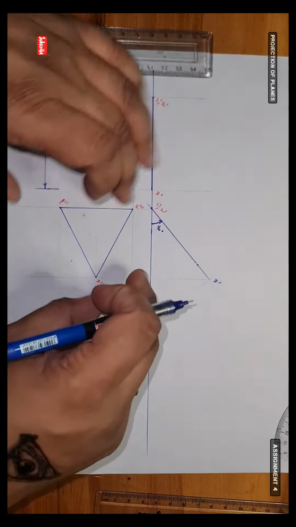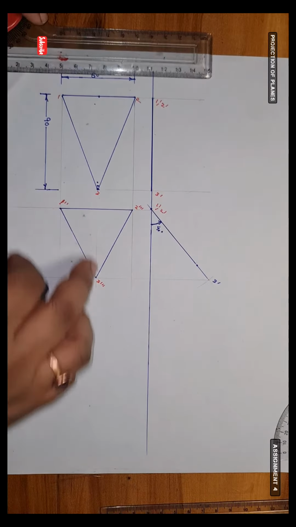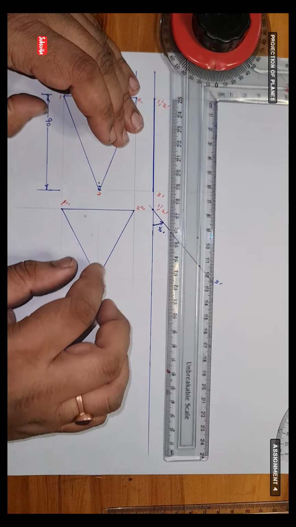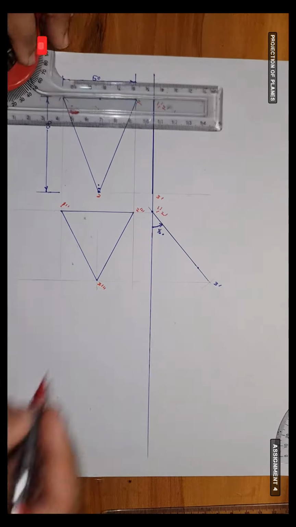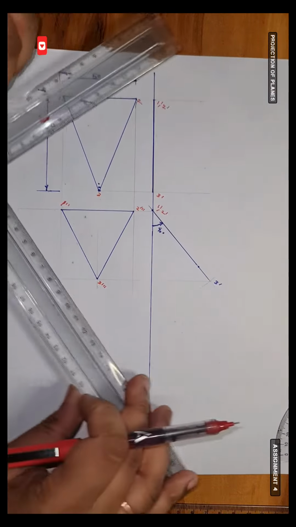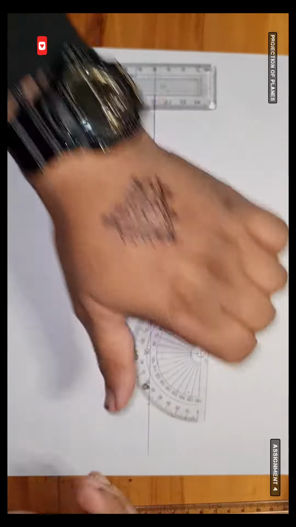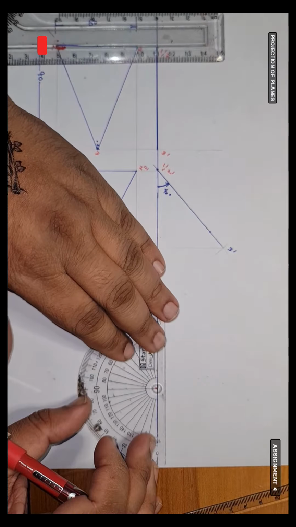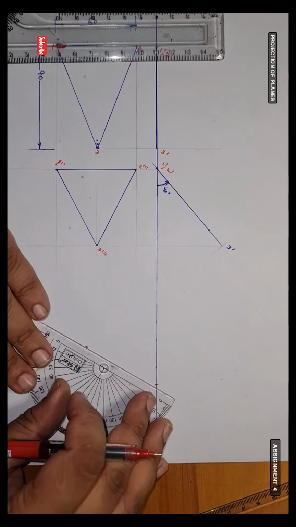In order to rotate this top view, because this altitude is at 60 degrees, we have to rotate this box. So first of all, make any line over here at 60 degree. Take any point and make a line over here at 60 degree.